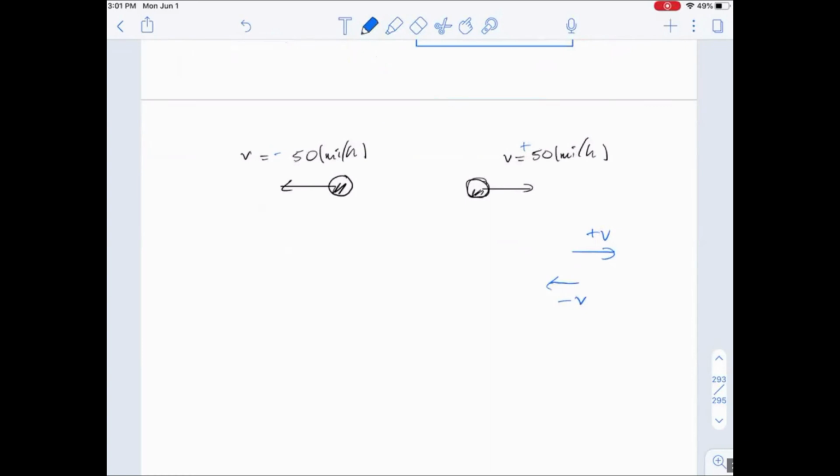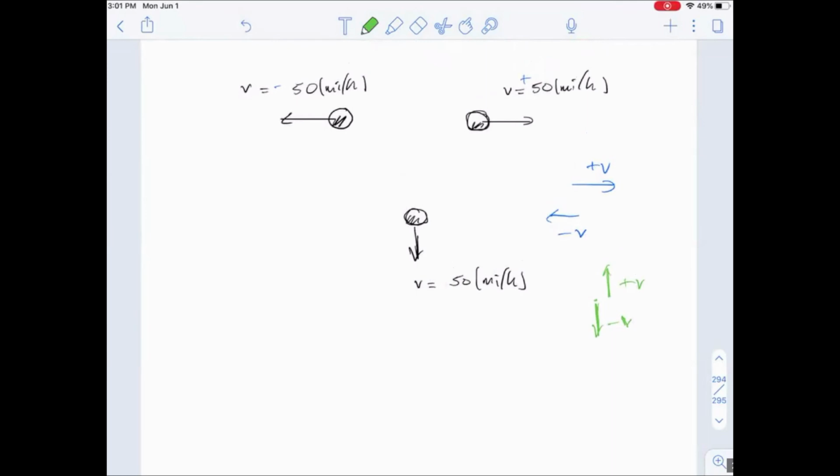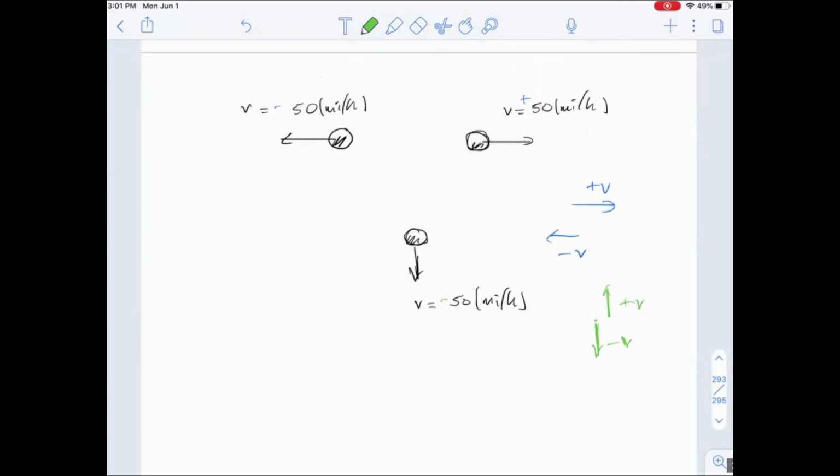All right, so what if we have an object moving in the downward direction? Again, this is moving at the same speed, so it's going to be 50 miles per hour. And if that's the case, let's just change the notation a little bit. Let's take the upward direction to be positive and the downward direction to be negative. It's moving in the downward direction, so this is going to be a negative velocity. Notice that this one is a negative velocity, so is this one. This is moving at 50 miles per hour, this is moving at 50 miles per hour, this one is negative, so is this one.